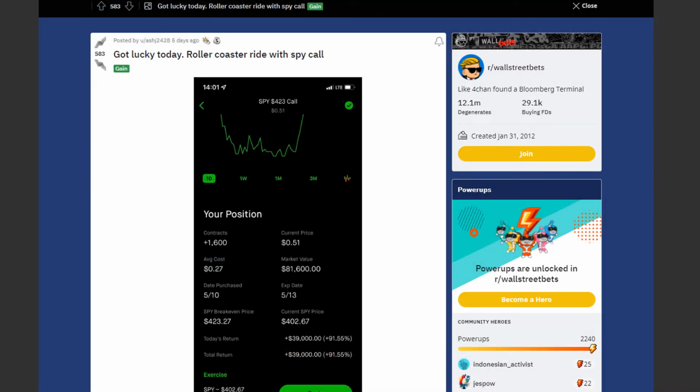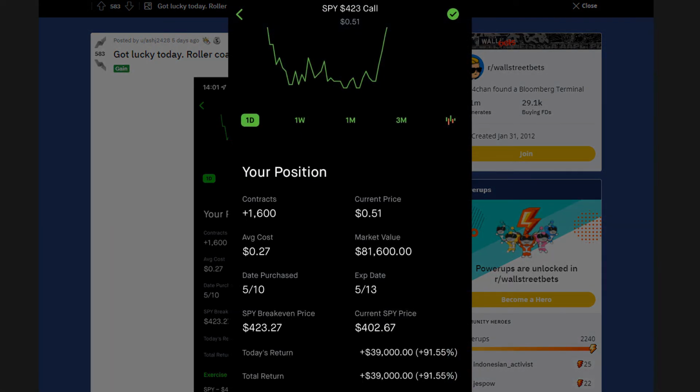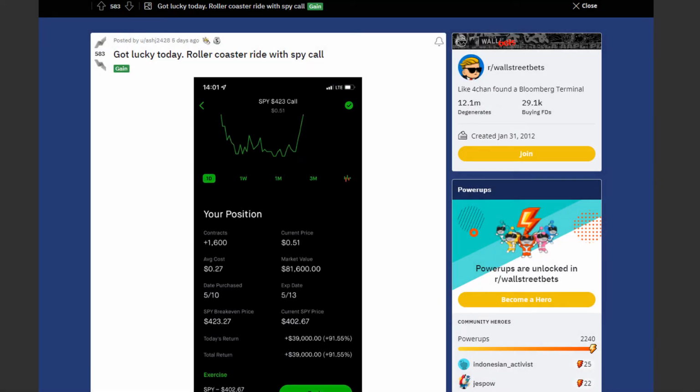Anyway, next up we have an insane gain by SJ2428. He got lucky with this roller coaster ride with SPY. In just one day, he's up by 91%, or $39,000. He bought 1,600 SPY call options with an expiration date on May the 13th and a striking price at $423. He hadn't planned to buy so many contracts. His initial entry was at 40 cents. And the way SPY dipped, he was gonna lose a lot. So he started averaging his cost to reduce his loss. And as we can see, he managed to lower his average cost to 27 cents. And I'm happy to see that he closed the contracts right after he took a screenshot.